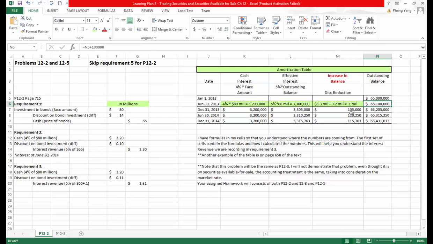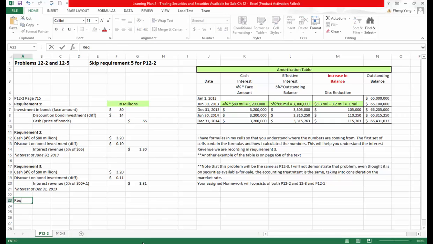It's easier if you do have an amortization table, but if you don't, you can always go 66 plus 0.1 and then 66 plus 0.1 plus 0.11 if you were to do the discount, the interest on June 30th, 2014, and this is supposed to be 13 here. There we go. Okay, and so this is interest at December 31st, 2013. All right, so that's that one.